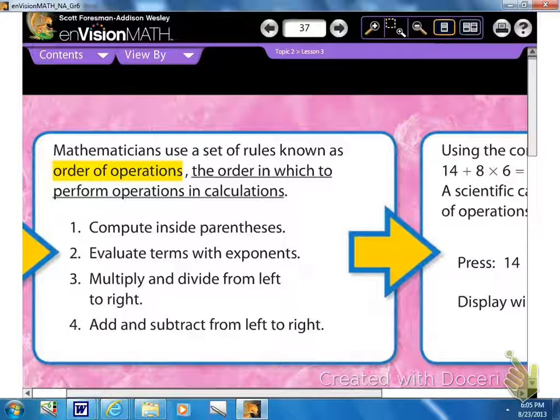We have the same thing. Mathematicians use a set of rules known as order of operations, the order in which to perform operations in calculations. So they say the same thing. 1, compute inside parentheses. That means solve the problems in the parentheses. 2, evaluate the terms with exponents. Do your exponents next. 3, multiply and divide left to right. 4, add and subtract left to right.